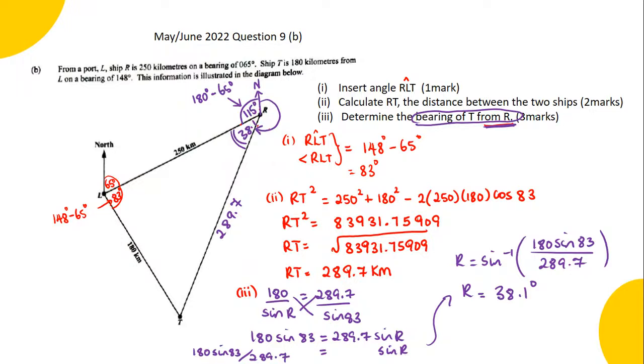All right, so I'm just writing it on top here. You simply take your 360 degrees and you are going to subtract these two angles, which is 115 degrees plus our 38.1 degrees. When you do that, you will get 206.9 degrees. So the bearing of T from R is simply 206.9 degrees, all right? So we are finished with the May-June 2022 paper question 9B.